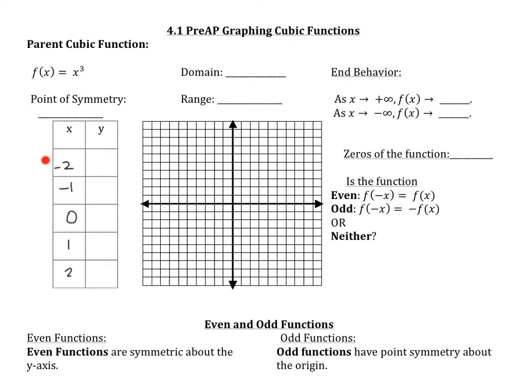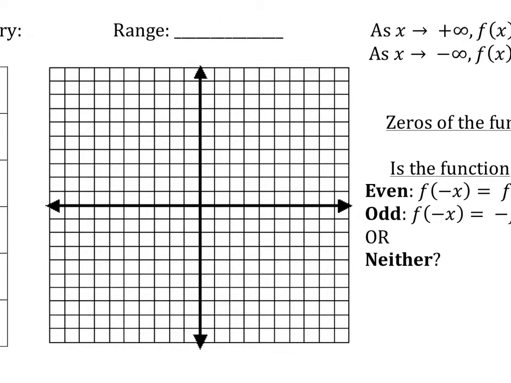Now, if you plug in -2 in the function, -2 to the power 3 would be -8. -1 to the power 3 would be -1. 0 to the power 3 would be 0, and so on. Now, after finding those points, let's plot them and see what kind of graph you will get.